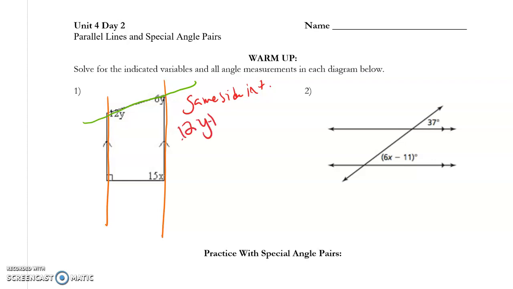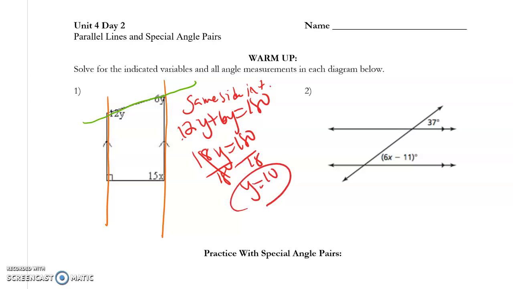So you've got 12y plus 6y equals 180. That gives us 18y equals 180. If we divide by 18, y is going to equal 10. And then if we look at our other problem here, we've got a different transversal. So this one's going to be a purple transversal compared to the green transversal.